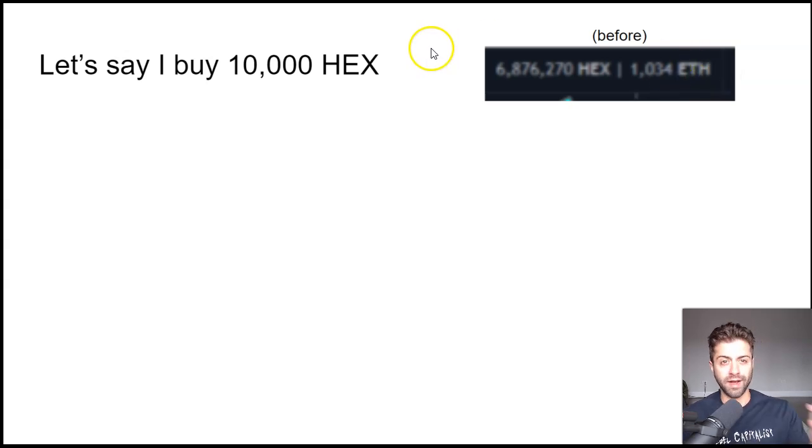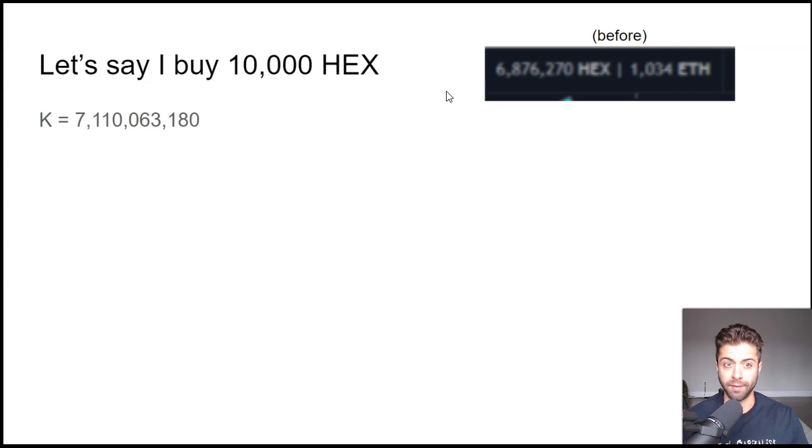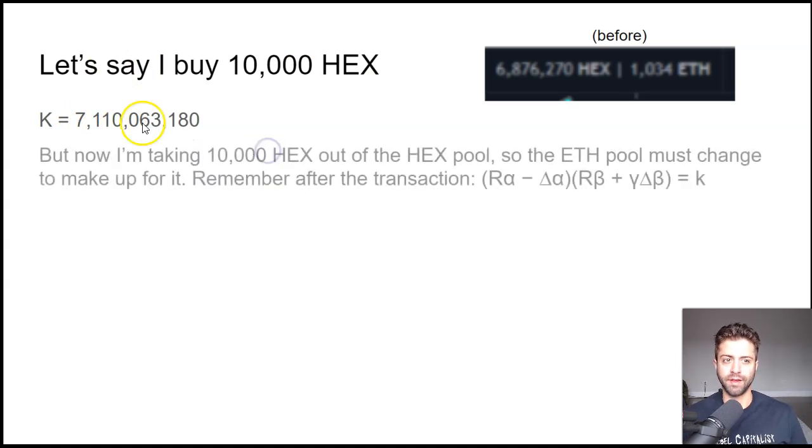Now let's say I want to buy 10,000 Hex from the AMM market. Remember, K is 7,110,000,000, and we're going to keep that number at the top of our heads for the calculation. Now I want to take 10,000 Hex out of the Hex pool. In return, I must add Ethereum to the Ethereum pool to make up for the Hex that I'm taking out, because obviously it's a trade. I have to trade ETH for Hex. So remember that after the transaction, K is now equal to the reserves of A minus delta A times the reserves of B plus delta B.